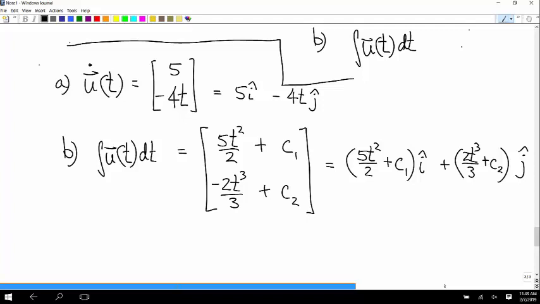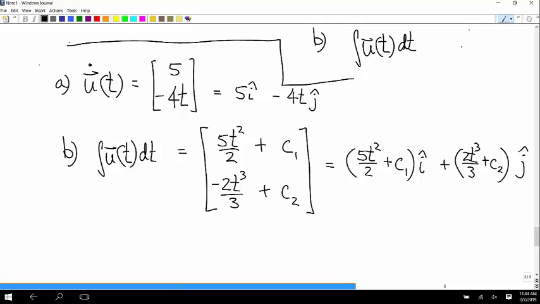But just like we did when we were doing 1D kinematics, and you had to integrate the velocity to get the position vector, we needed a boundary condition. We needed to know something about the position at a specific time. You'd have to know something about this function at a specific time for each of these two components to get those constants to go away.